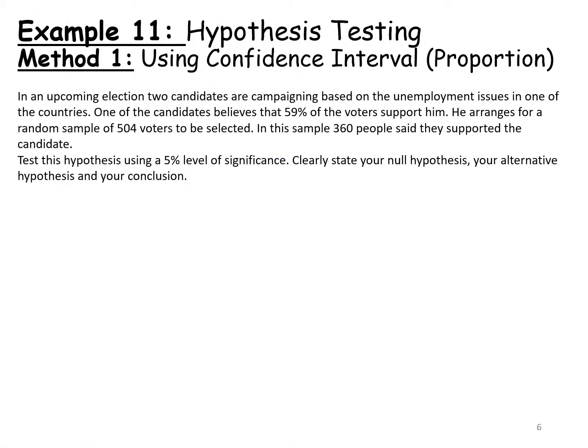So let's look at a question that asks us to do a hypothesis test, but this time for the parameter proportion. In an upcoming election, two candidates are campaigning based on the unemployment issues in one of the countries. One of the candidates believes, so as soon as we see a word like claims or believes, we know that this is our claim, that 59% of the voters support him.